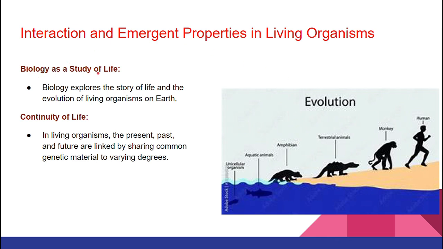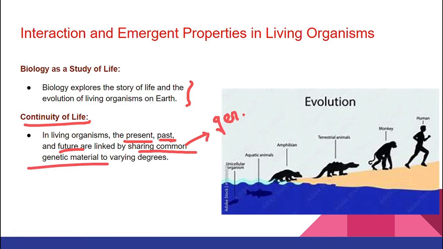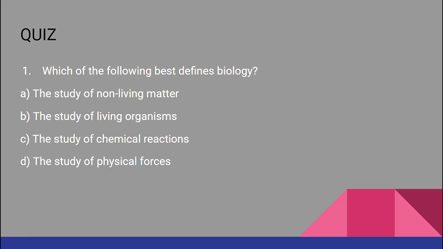The last part, biology as a study of life. We have already seen the definition of biology. Continuity of life in the living organism: present, past and future are linked with each other. We all share a common ancestor. So since we share a common ancestor, we have common genetic material. We have common genetic material, but it varies. If I say it doesn't vary, that means we would have to be the same species. It varies. That's why from species 1, species 2 is formed, species 3 is formed, right?